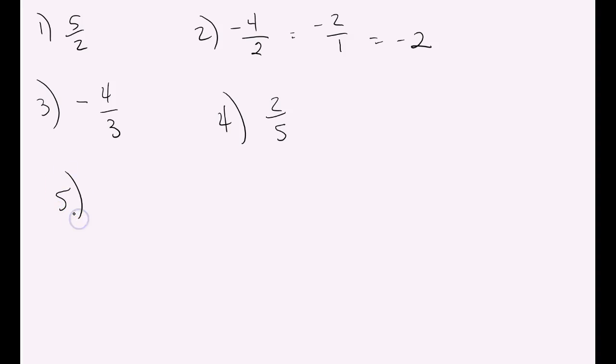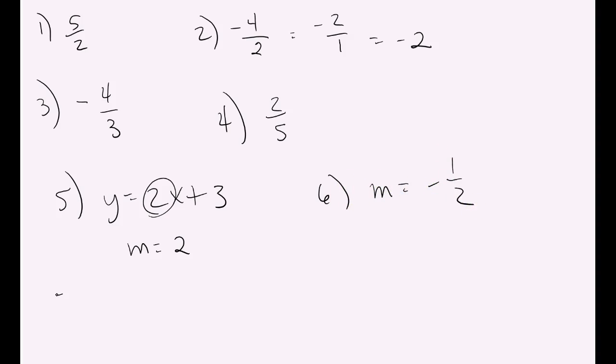Okay, on number 5, the only directions, guys, were to find the slope. So your job is to look at this equation and remember that slope is the number that's with x. So on this one, the slope is 2. On number 6, the slope is -1/2. On 7, the slope is 4/5. And on 8, the slope is -1/4.